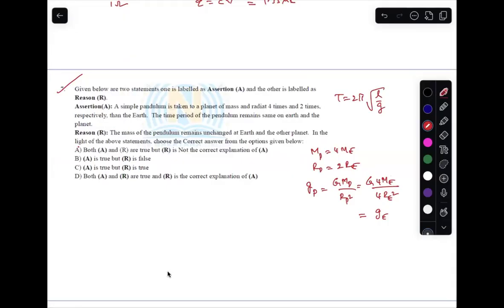So for the 7th question, the time period of the pendulum remains the same is correct. Next, the mass of the pendulum remains unchanged is wrong. g is unchanged. That is the correct reason. So what I can say is mass of the pendulum remains unchanged is correct, undoubtedly, at that time of the planet, the statement is correct, but that is not the explanation.